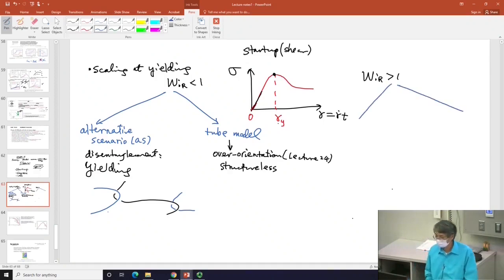In this region, there's hardly any universal scaling to speak about, but at high rate, there is. So, for example, in this limit, we find this to be scaling with the Weissenberg number or shear rate to the third power. This is covered in lecture 26.